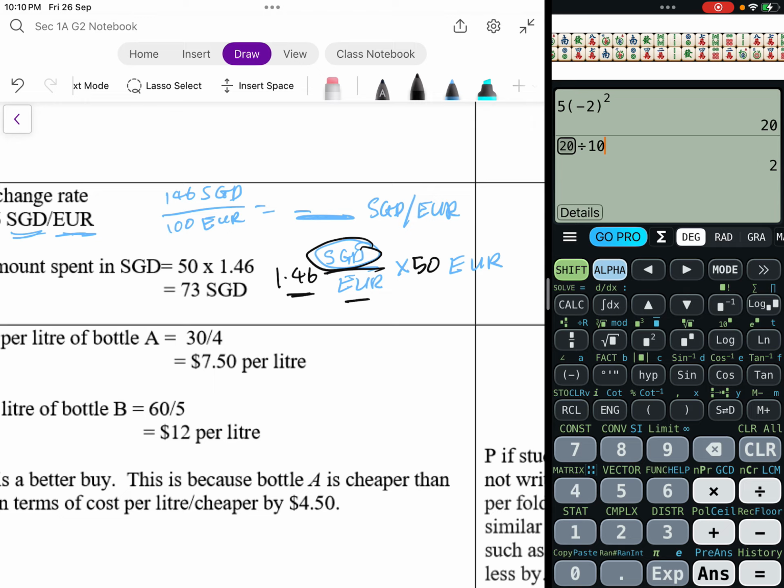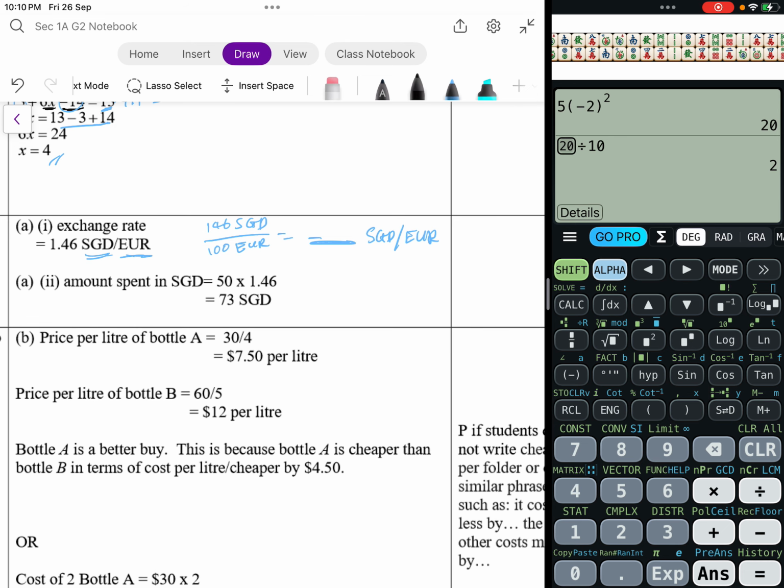By right, if you look at it from a mathematics standpoint, the units actually cancel, because 50 euro divided by 50 euro becomes 1, if we treat it as a unit. Okay, so we get 73 SGD. If this method confuses you, go back to this one: 100 euro, 146 SGD. So 50 is half, so divide by 2. So down here, divide by 2, 73 SGD.